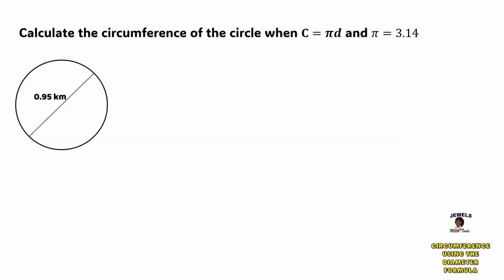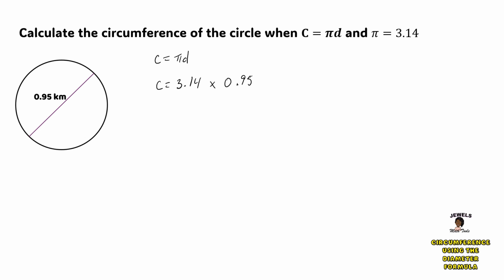So in our example today, we are still calculating the circumference of our circle when we're using the diameter formula and our pi is equal to 3.14. However, in this example instead, we are going to be working with decimal numbers. So our pi is equal to 3.14 and my diameter is equal to 0 and 95 hundredths.